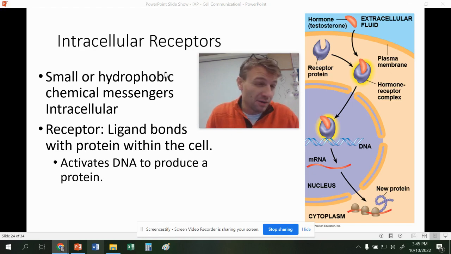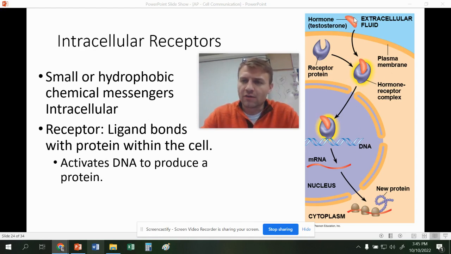Some will actually cross the membrane, and these have to be either small or hydrophobic, because again, the membrane separates the outside from the inside. Those molecules are going to get into the cell because they're small, hydrophobic, or nonpolar. But anyways, we have these intracellular receptors that bind with the ligand, and they can create some type of intracellular response, and they usually activate DNA to produce some protein.